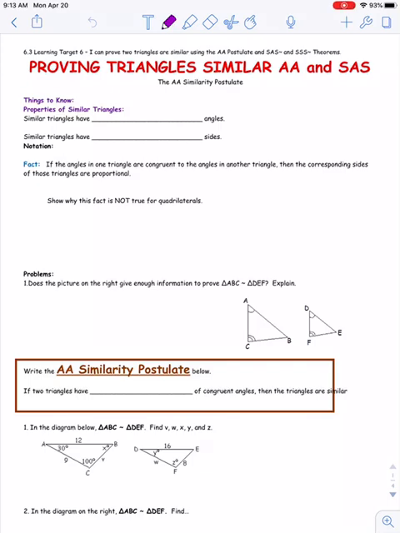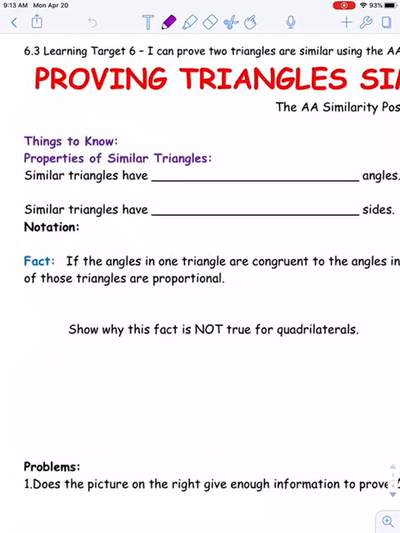Okay, good morning, students. We're here doing properties of similar triangles. All right, and we're going to be talking about AA and SAS.